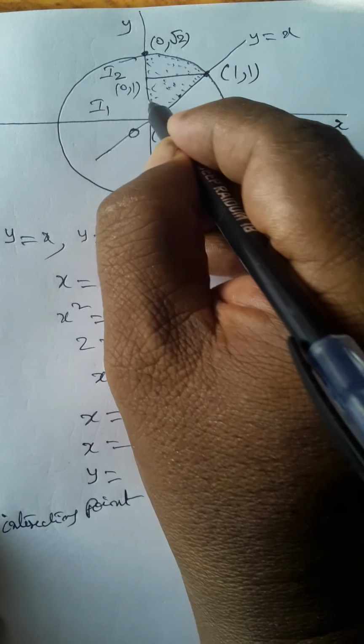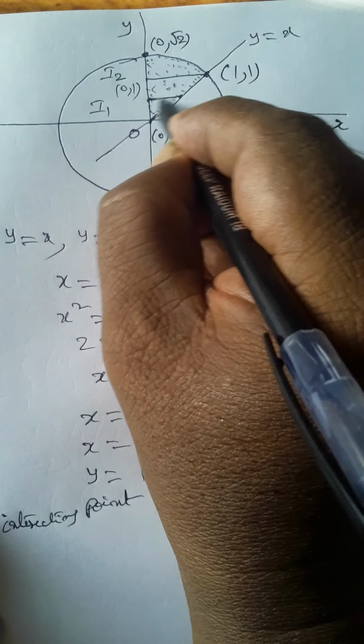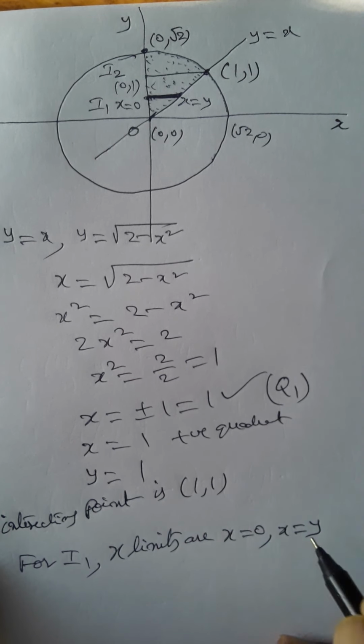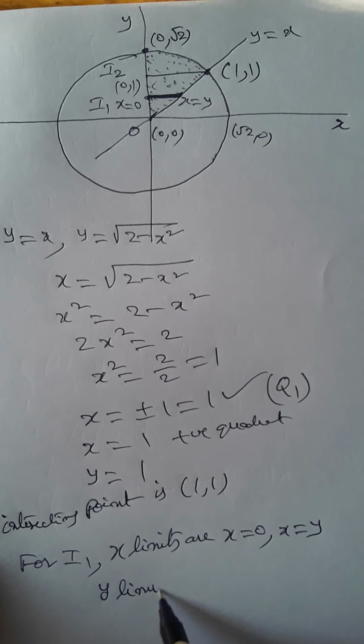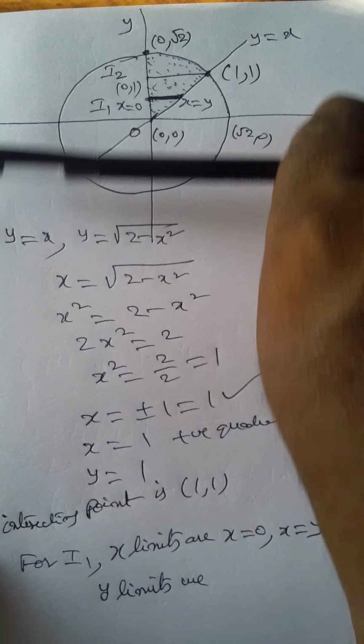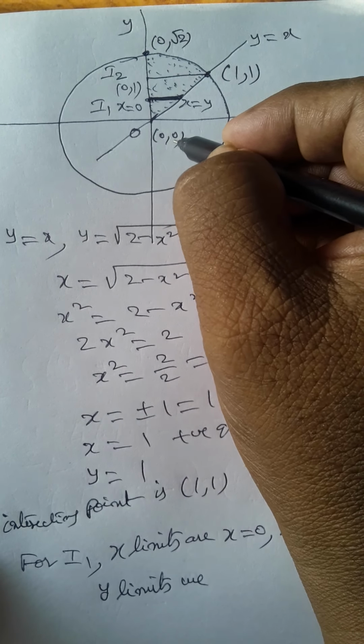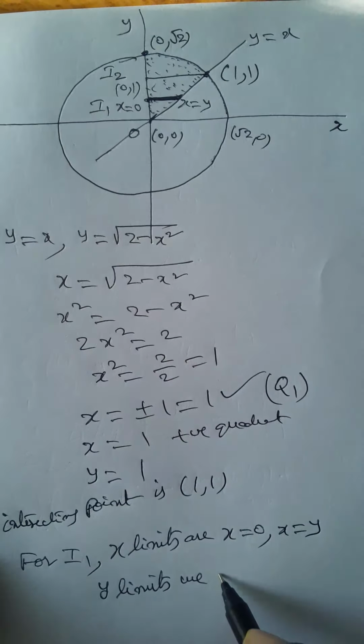Now take an elementary strip parallel to x-axis. Here x is equal to 0, and on the line x value is y. For I1, x limits are x is equal to 0, x is equal to y. Y limits: to move this strip below region along the y-axis, y limits are 0 to 1. So y is equal to 0, y is equal to 1.